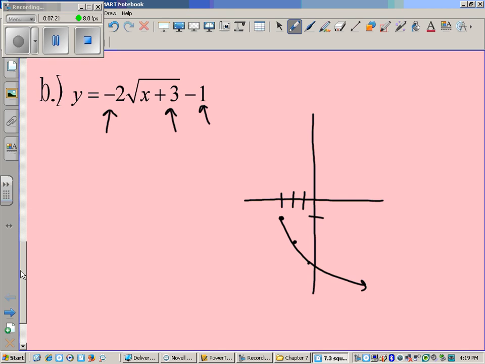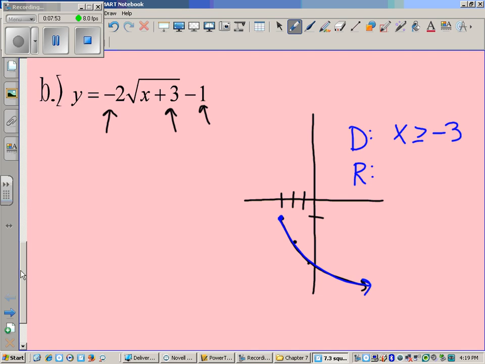It opens down. Let's talk about domain and range. Domain is all the x's, left and right. How far left, how far right does it go? Well, it looks to me like it goes all the way to negative 3. And then it goes to the right forever. So what do we say for that? X is greater than or equal to negative 3, because it's going to go from negative 3 over forever.